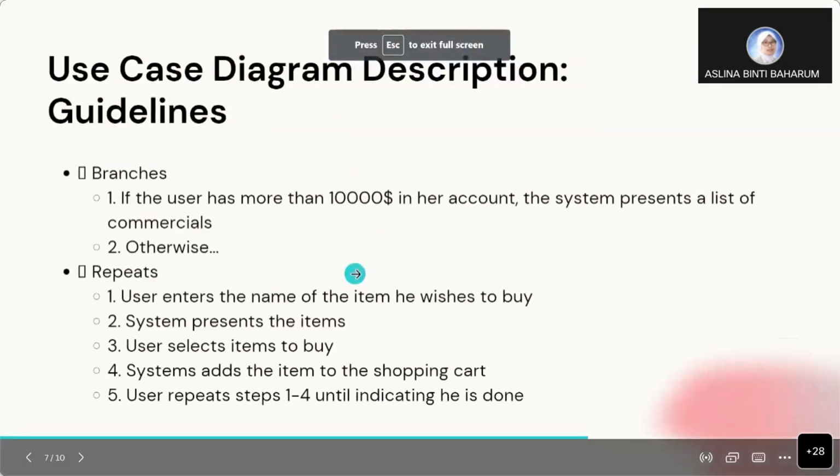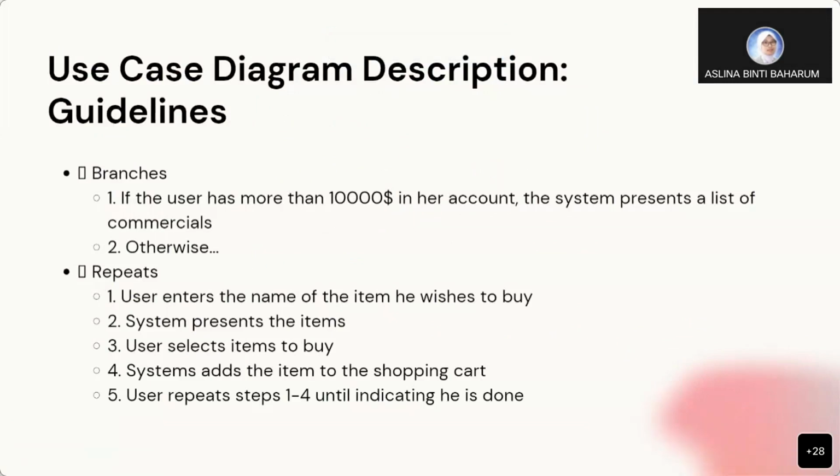Use case description guideline on branches: if the user has more than $10,000 in her account, the system presents a list of commercials. Otherwise, it repeats. Number one, the user enters the name of the item they wish to buy. Two, the system presents the item. Three, the user selects the item to buy. Four, the system adds the item to the shopping cart. Five, the user repeats steps one to four until indicating he is done.